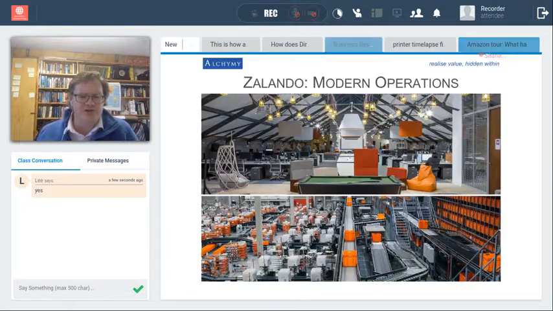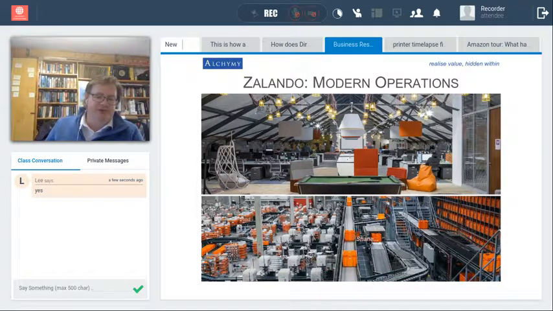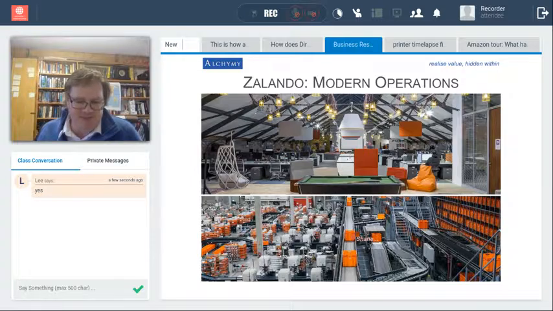So when we talk about business resources, when we talk about modern operations, we've got to bear in mind that we're talking about such an integrated system. Now, the reason I wanted to show you this particular piece, these two pictures of that, down below here, you'll see something similar to Amazon. A highly automated picking distribution mechanism, where products are picked for dispatch.